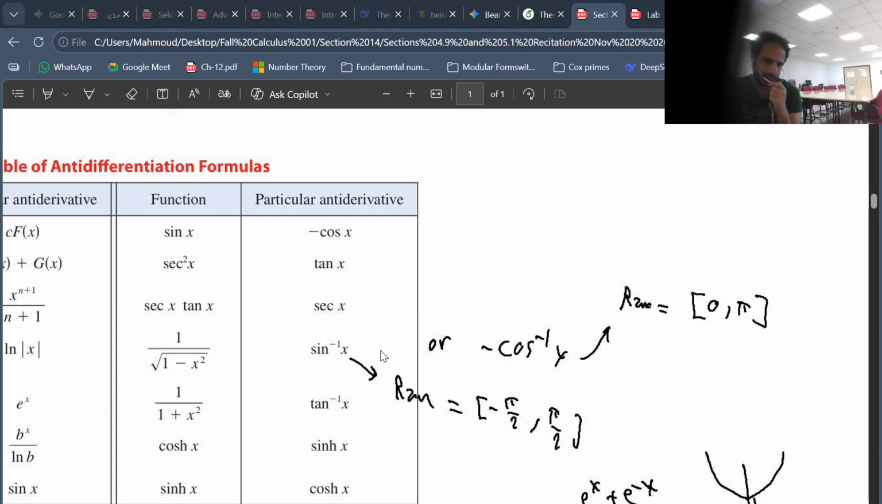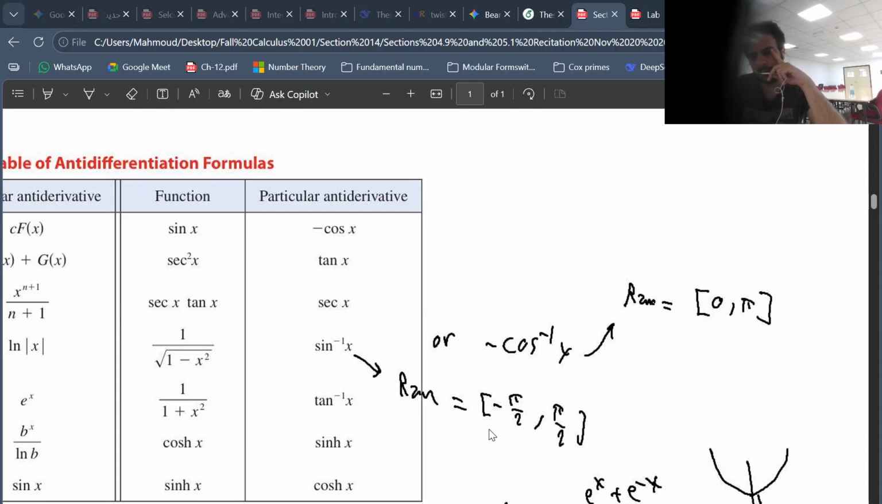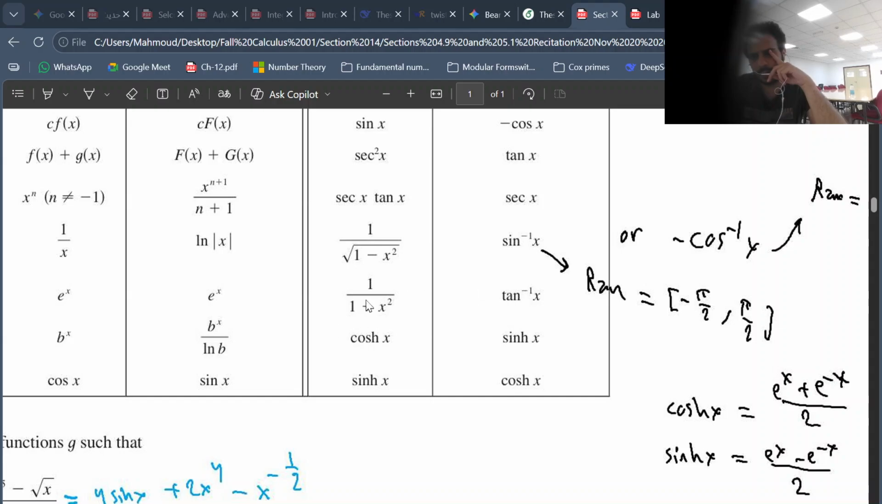But be careful that sine inverse and cosine inverse have different domain. No, the domain is the same thing for cosine inverse and sine inverse, but I mean the range. See, for cosine inverse, the range is 0 to pi. Range for sine inverse x is minus pi over 2 to pi over 2. Now see here, 1 over 1 plus x squared, the antiderivative is tan inverse x.